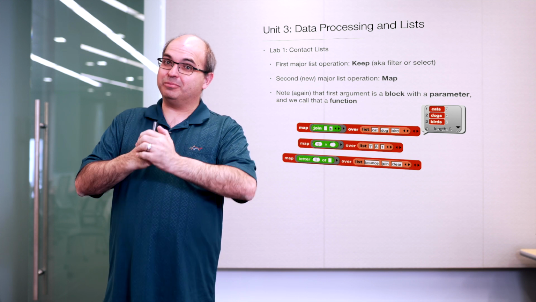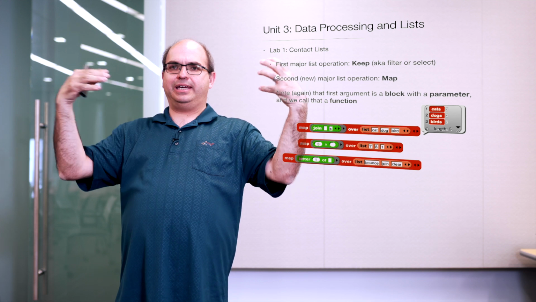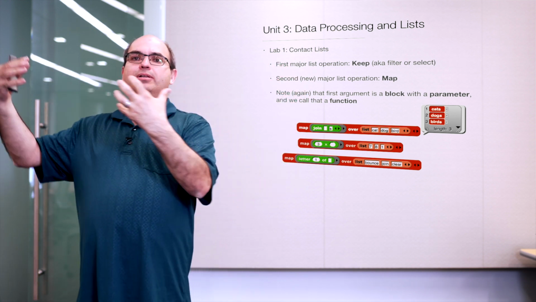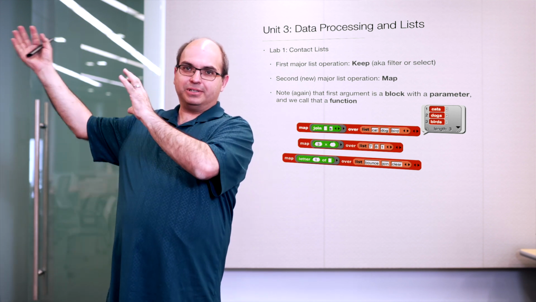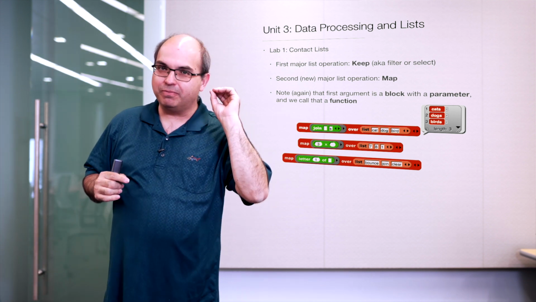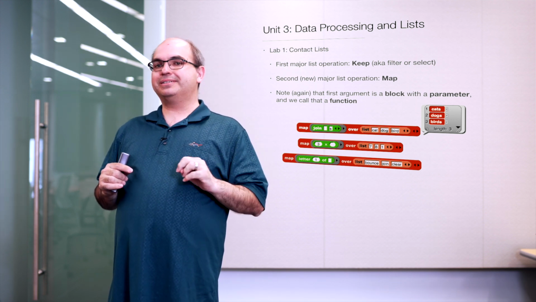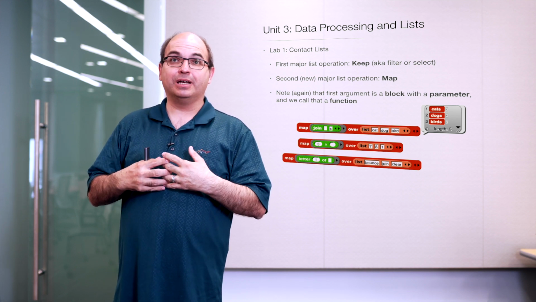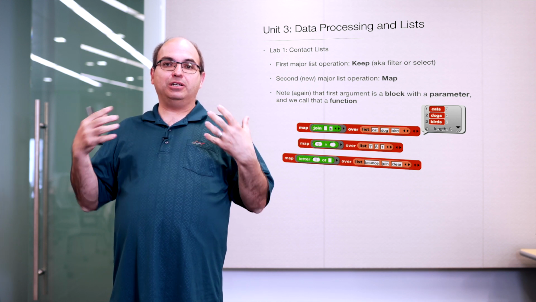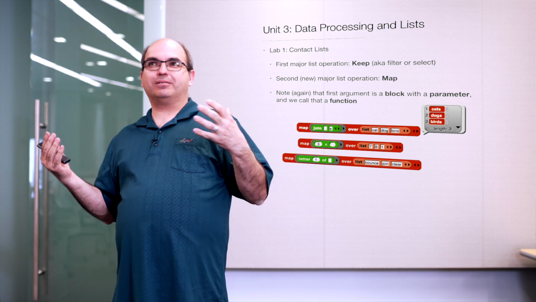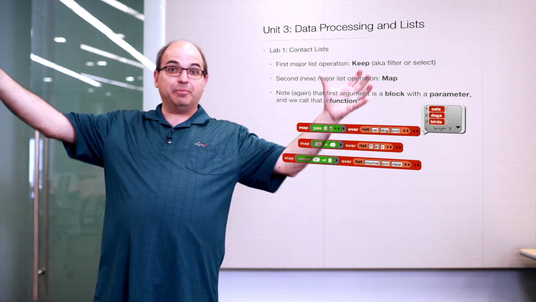Now, here comes another one of those huge moments. Remember back in Unit 2, we talked about keep? Keep all the elements of a list that pass some test. I want all the even numbers in this list and so on. That was one of the big three operations on lists. Here's the second one. It's called map. So here's what map does. It's actually pretty simple. It creates a new list that is the result of applying some kind of operation or function to each element of the other list.